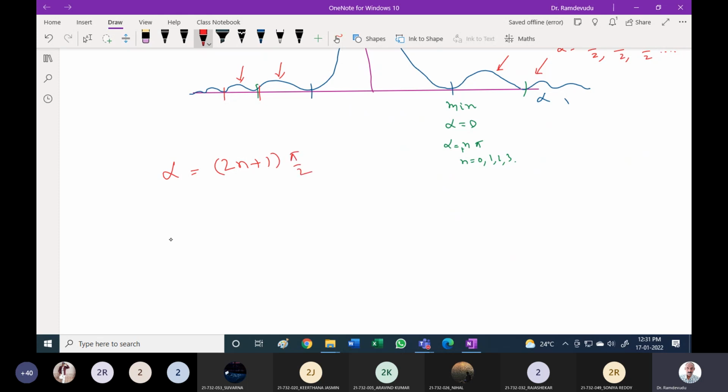But you know that alpha is nothing but pi e sine theta by lambda. This is equal to plus or minus 2n plus 1 into pi by 2, plus or minus because I have taken this side and also this side. And you can cancel pi on either side, then you'll get e sine theta is equal to 2n plus 1, plus or minus, of course.